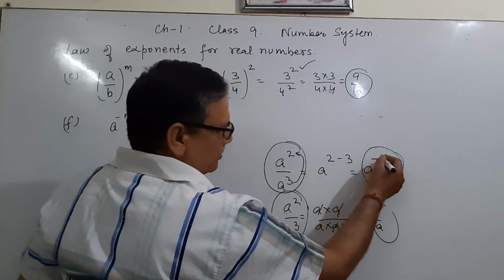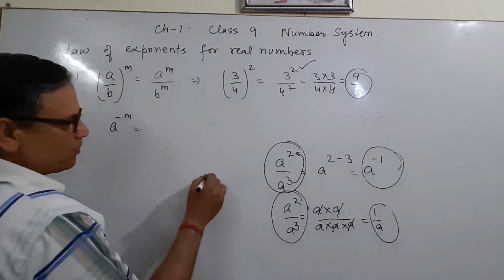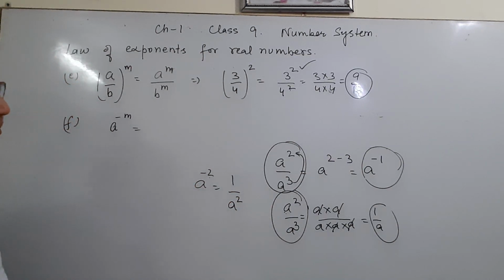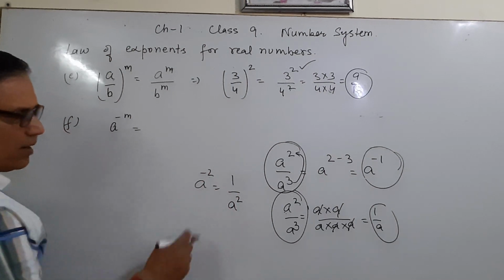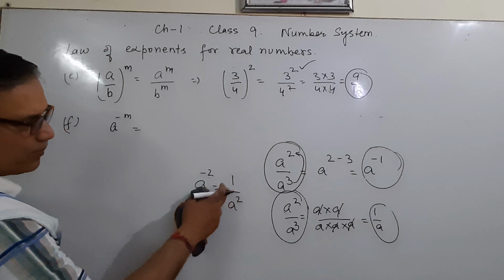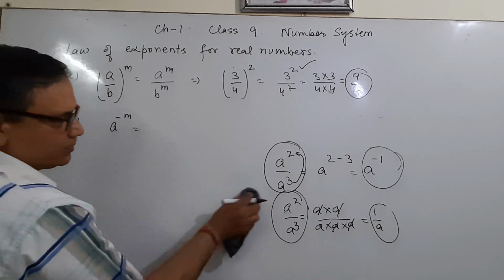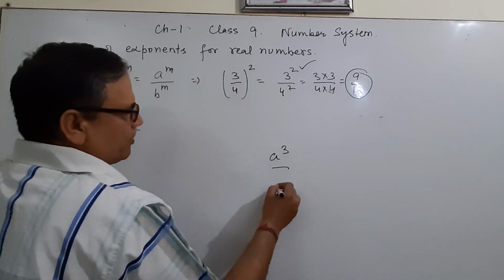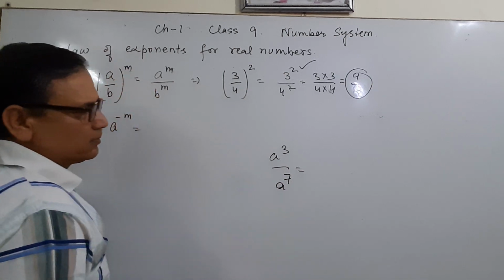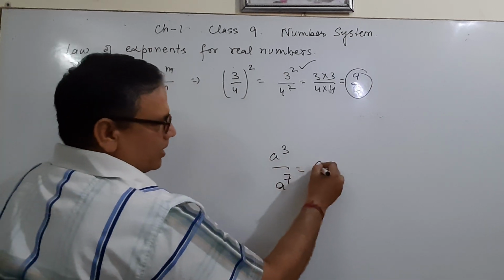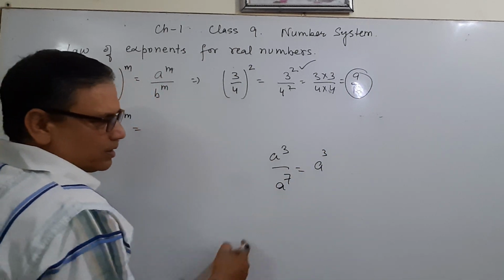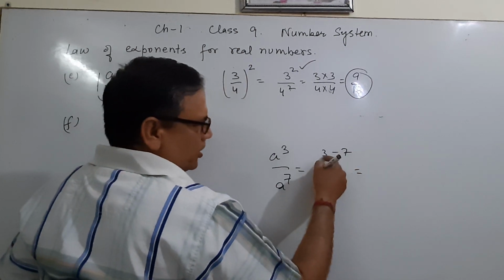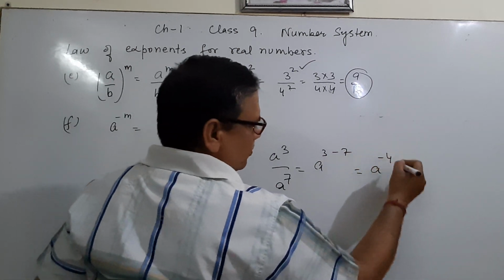If a power minus 2, that means 1 upon a power 2. a power minus 2 is equal to 1 upon a power 2. How? One more example: a power 3 upon a power 7. How can you write it? Here is 3 and here is 7, so 3 minus 7, a power minus 4.